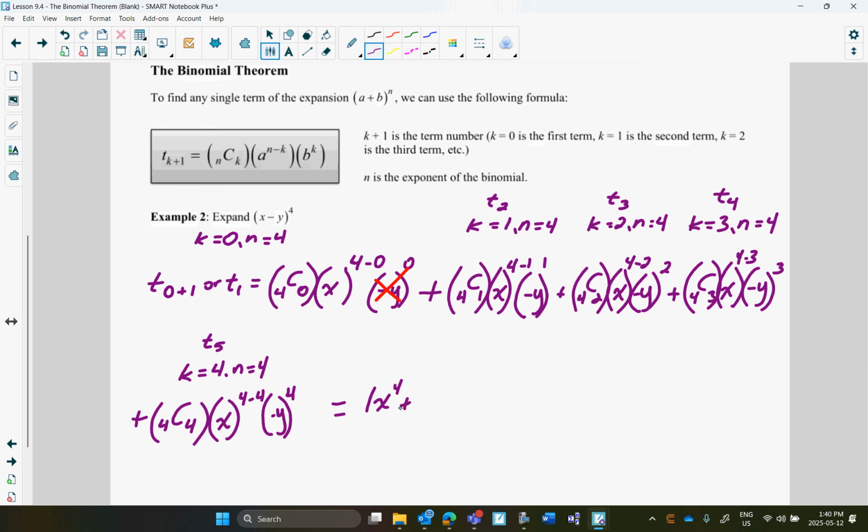Plus 4 choose 1 is 4. x to the 4 minus 1 is x to the 3rd. Negative y to the 1st is negative y, isn't it? So what do I have to do here? I'm going to change this to minus and then put the y in there. Because you wouldn't write it 4x to the 3rd, negative y to the 1st. That doesn't make sense. You're confusing it with subtraction. So if one of these becomes negative, you're going to have to change the sign.